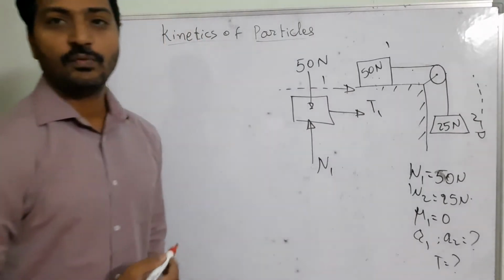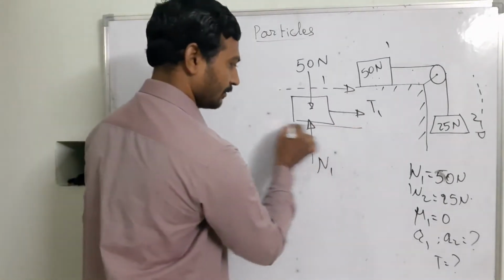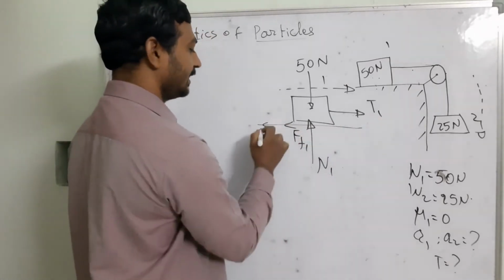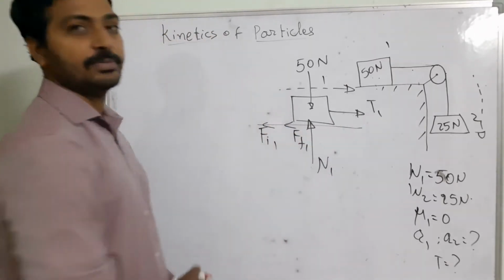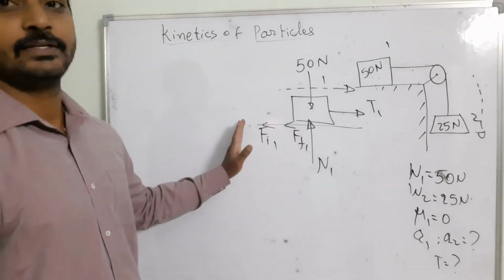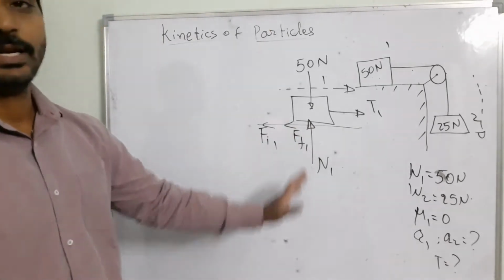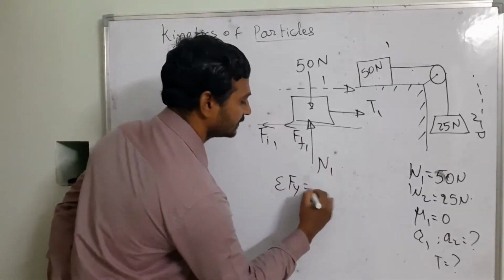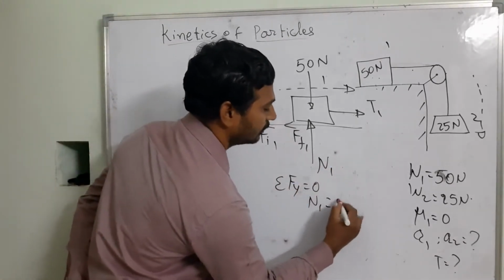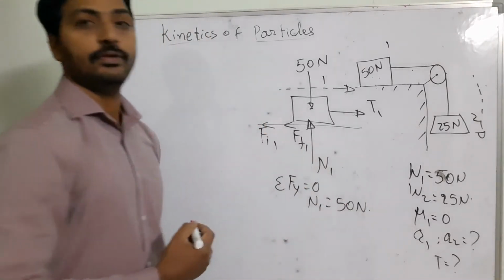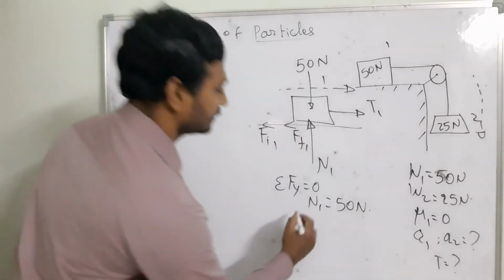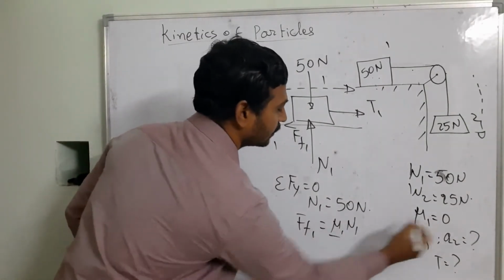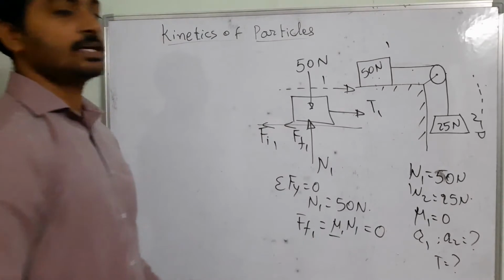So then what frictional forces come into the picture, right? F is going to be acting towards this side, and the inertia force Fi1 I am going to say is acting towards this side. So we need to find other parameters here. In this case, N1 I am going to calculate: sigma Fy is equal to 0, N1 is equal to 50 newtons. But the frictional force is equal to mu1 N1. Mu1 is equal to 0, so finally we get 0.